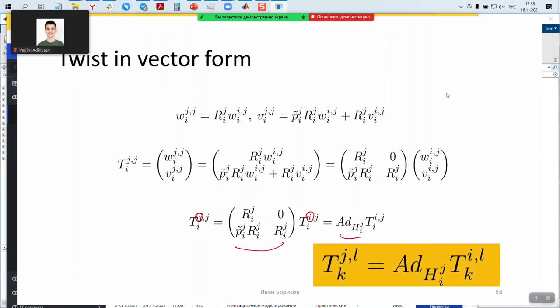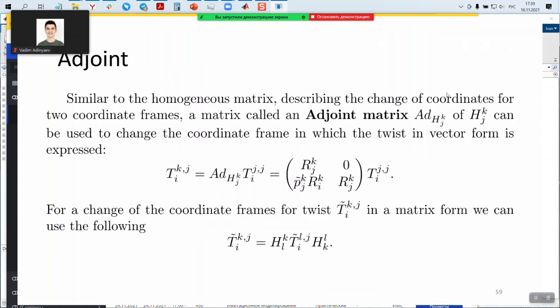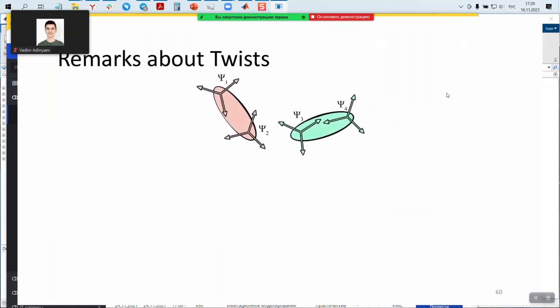And also you can be very general, and here you can see that there is no tilde. It means that the twist is in vector form, and in order to go from one frame into another frame, you need to use an adjoint of a homogeneous transformation matrix. And if you know the homogeneous transformation matrix, you can use the adjoint function in MATLAB just to go from one frame to another frame. It's very convenient. So here you can see a definition of the adjoint that I just mentioned. It is for twist in vector form, and this one is for twist in matrix form. So you have all the tools that are needed.